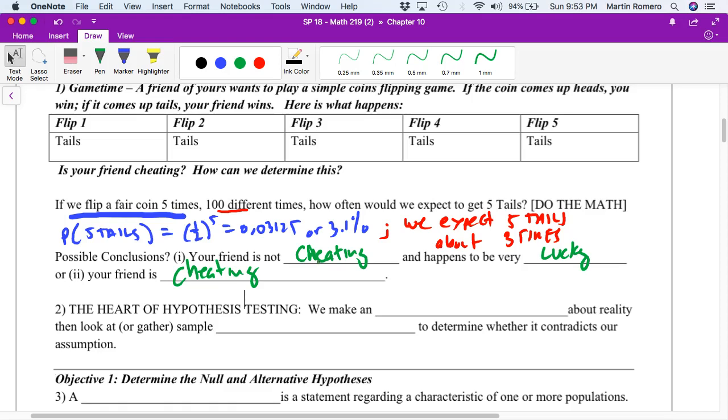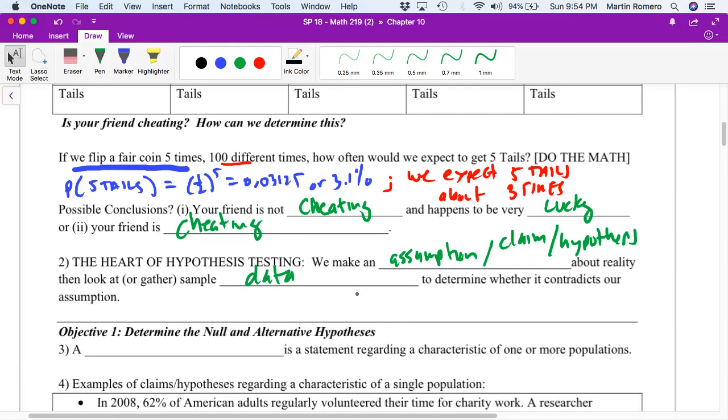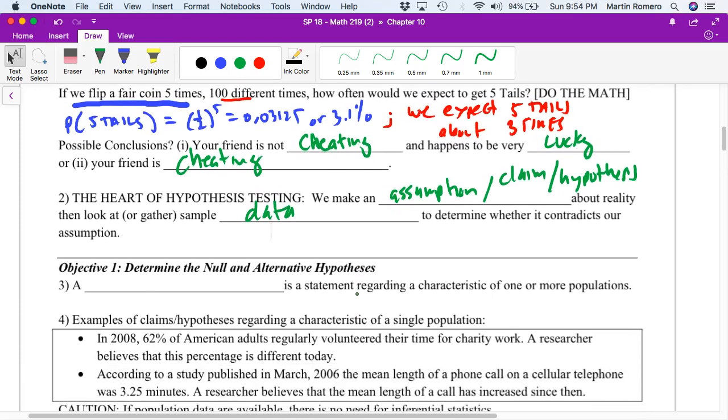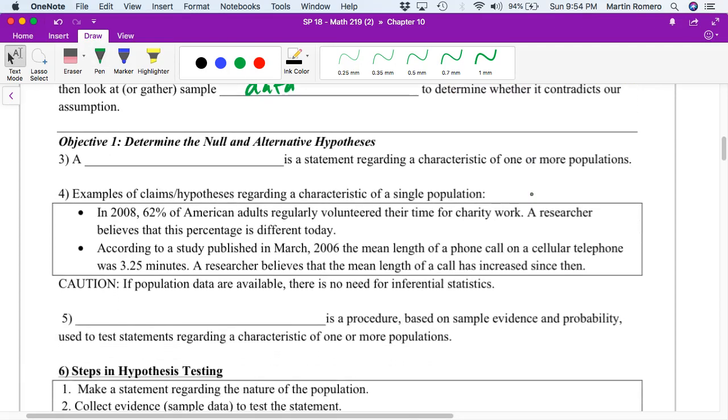So the heart of hypothesis testing is to make an assumption, I could also say claim, or hypothesis about reality, and then look at sample data to determine whether it contradicts our assumption. That's what we're going to be doing. And actually, we've been doing that every time we've asked ourselves the question, is this event unusual? Whenever we ask that question, that's really what we're trying to get at: whether some assumption or claim or hypothesis is true. And so let's take a look at some of the formal language of hypothesis testing.